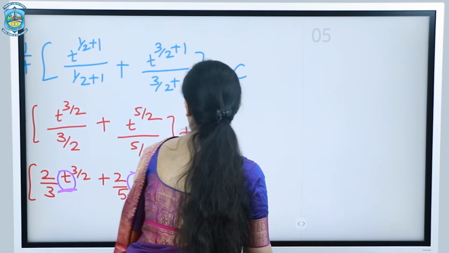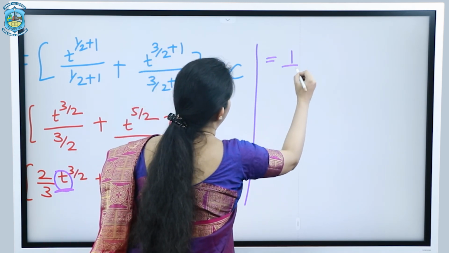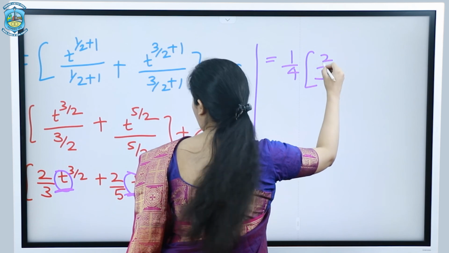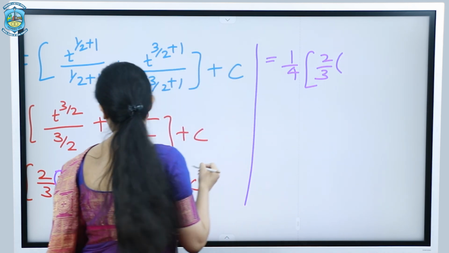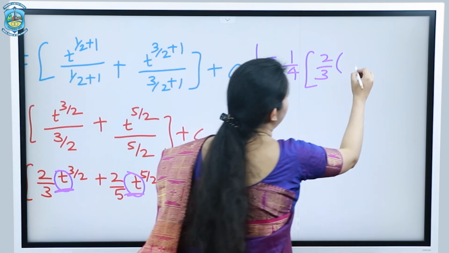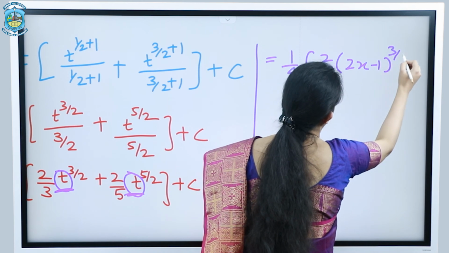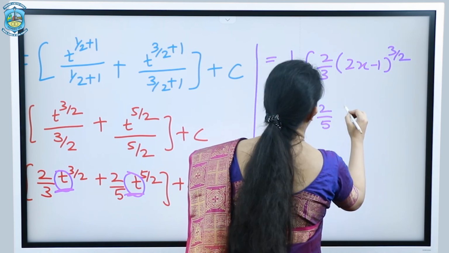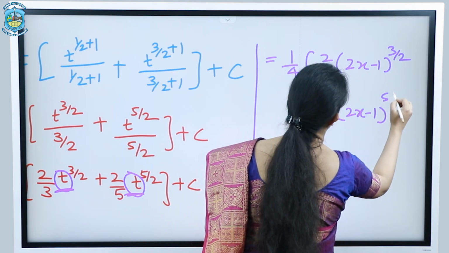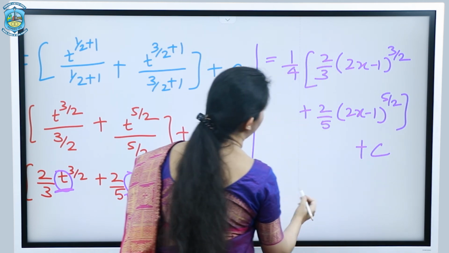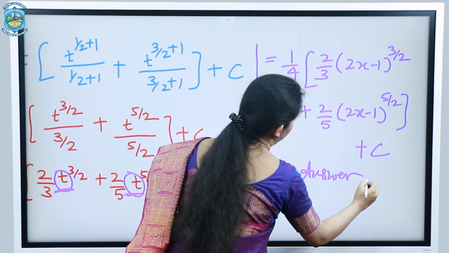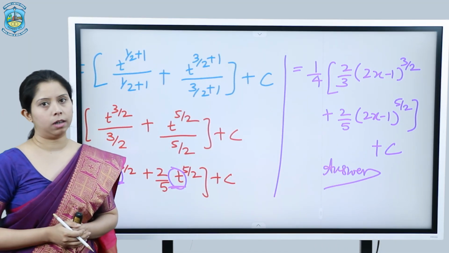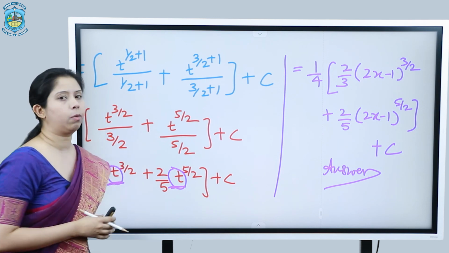So finally we will get 1 by 4 times the bracket of 2 by 3 t raised to the power 3 by 2. So here t was 2x minus 1. So we will replace this with (2x minus 1) raised to the power 3 by 2 plus 2 by 5 (2x minus 1) raised to the power 5 by 2 plus a constant of integration. So this is the final value of the indefinite integral. We have used the method of substitution for solving this particular question.